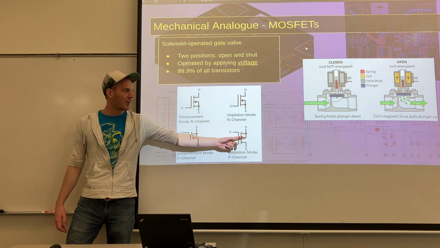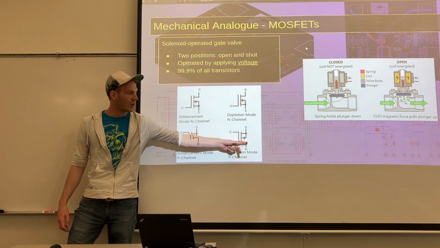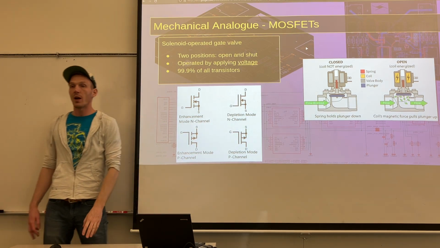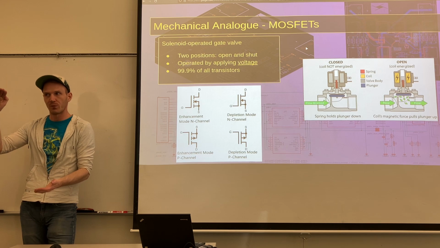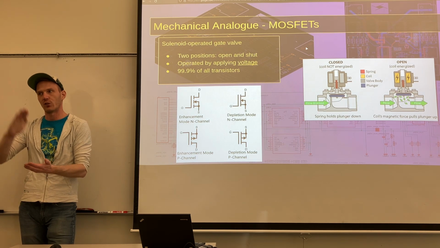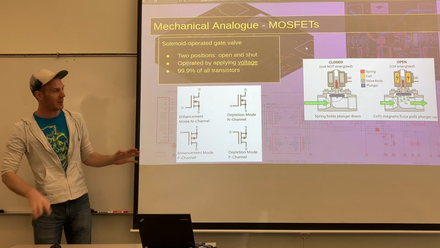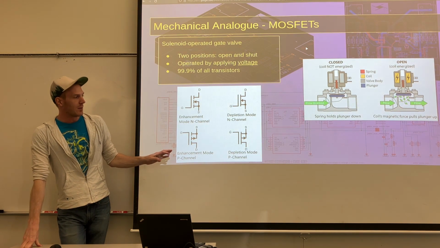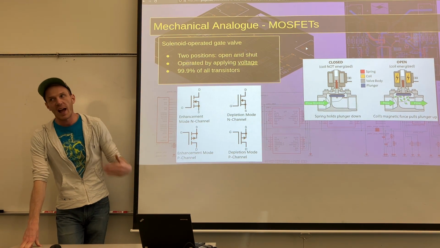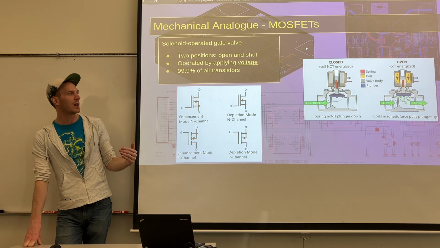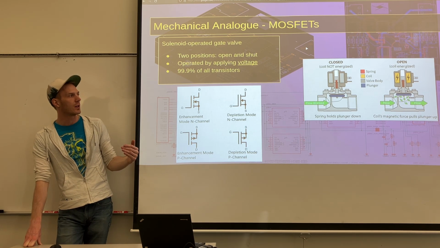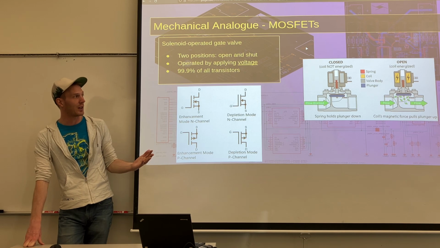Depletion is the opposite. You can see that there is a path for current flow already in there. That means it's normally allowing flow, so it's like a normally open valve. And when you apply a voltage to it, it shuts. So those are the big ideas. It's important to know that you can have a normally open or normally shut kind of channel, because you may need it for certain applications.